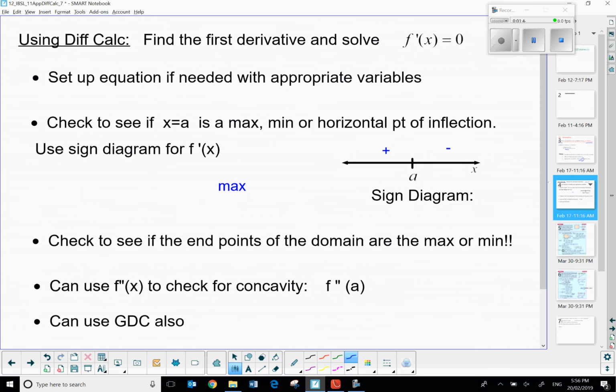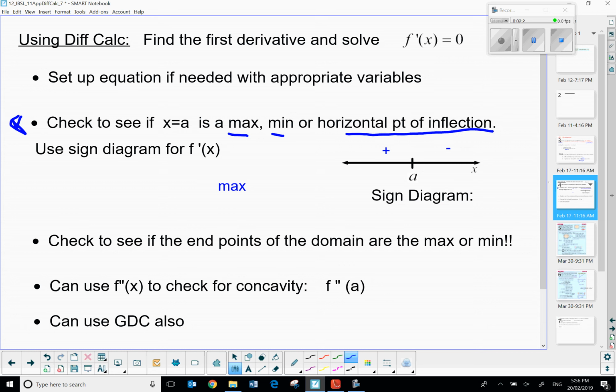In your differential calc, remember that when you take your first derivative and solve it equal to 0, that's going to give you your stationary points. So set up your equation, if needed, with appropriate variables. Check to see if at A is a maximum, minimum, or horizontal point of inflection. This is the important one because that's meant to be a star. When f dash x equals 0, then it's a stationary point, and you don't know whether it's a maximum, a minimum, or that horizontal point of inflection.